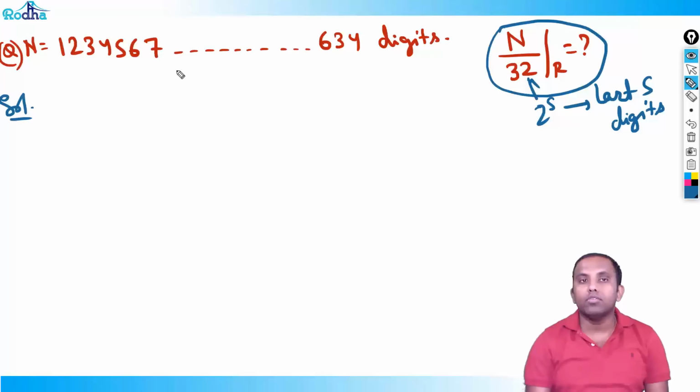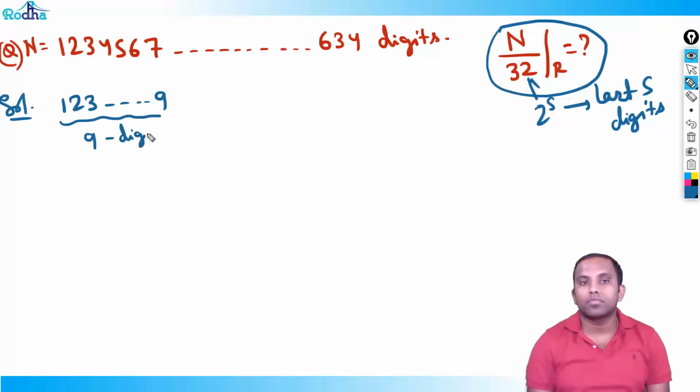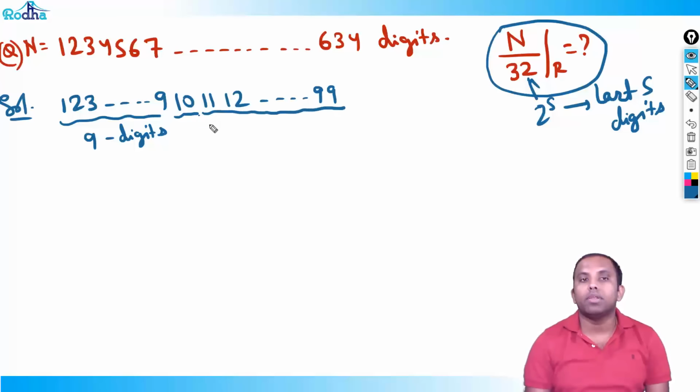So how do we count the digits now? See, I'll tell you how to count digits. Simply we can count 1, 2, 3 till 9, that is 9 digits. Then 10, 11, 12 till 99. Now each number has 2 digits, right? So there are 90 numbers here.